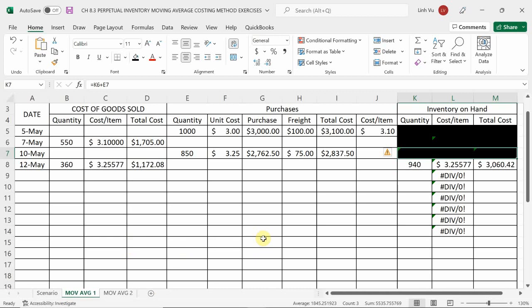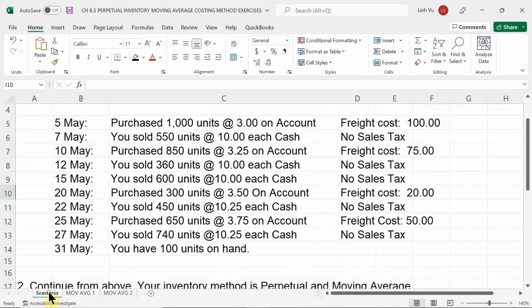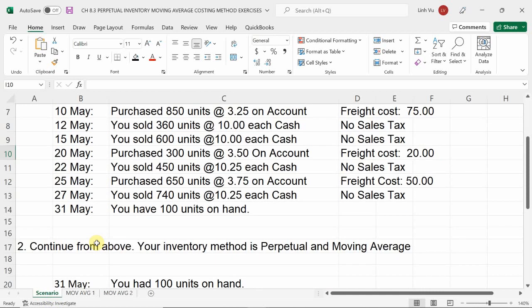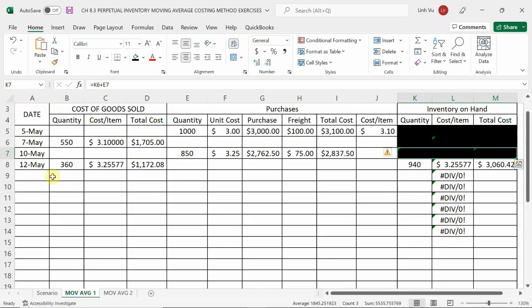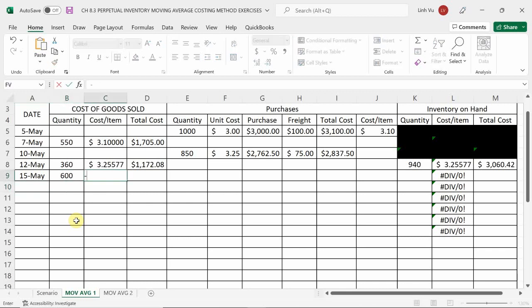Exactly. So now we have 940 units available to sell. Let's see what's next. It is now May 15. You end up selling another 600 units. So what's my average cost right now? It's still 3.25577. So what is my new cost of goods sold if I sold 600 units at 3.25577?